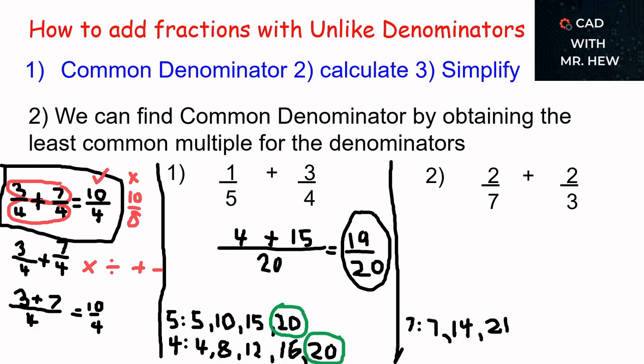You could do up to 5, but we're just going to keep it at 4. So 4 sevens is 28. So we're going to stop at 4 multiples. You could have gone up to 5, but we're going to stop there. All right, so we're going to do 3 now.